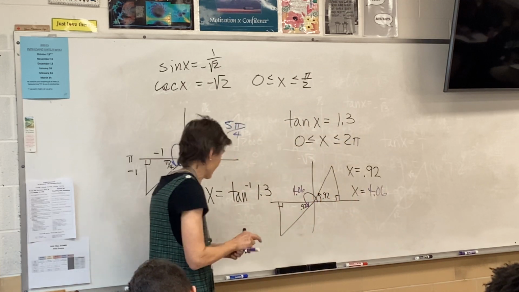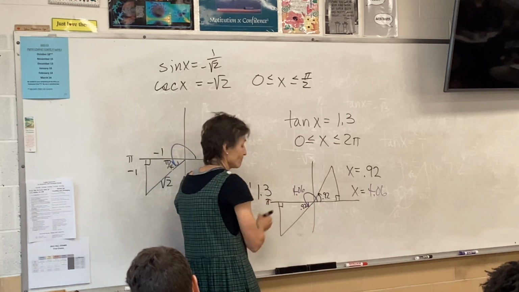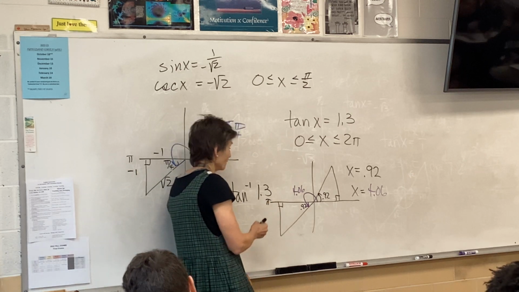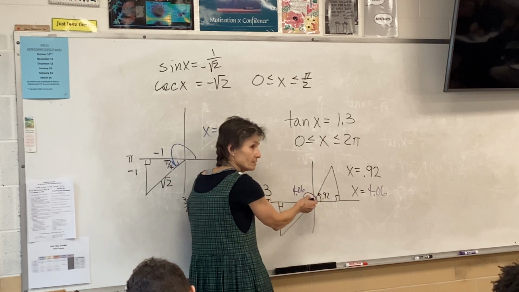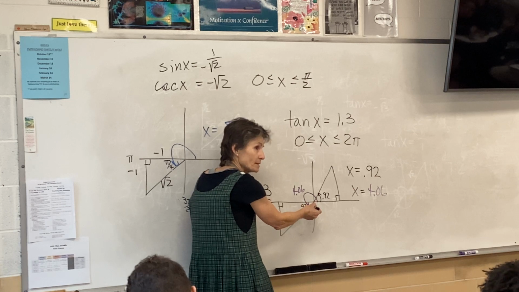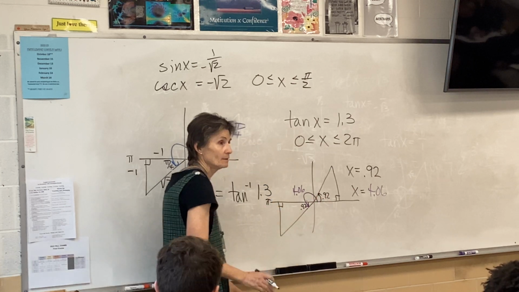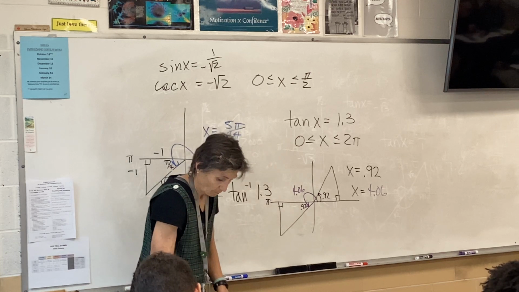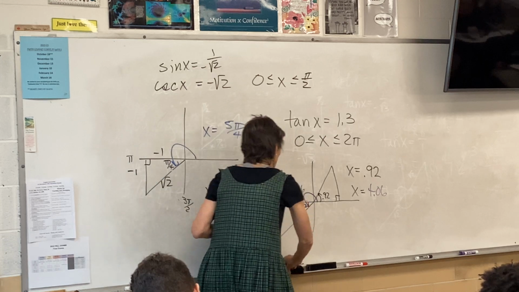They're exactly pi, 180, from each other. So look at my purple angle. I'm going this far and then adding another 0.92. So it's pi plus 0.92. We're just going around our circle. All right.